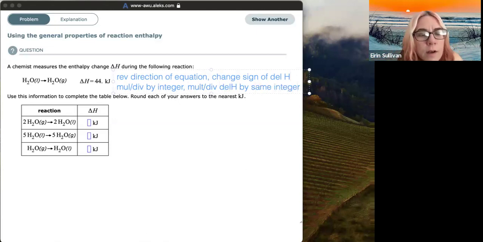Okay, so if we look at this first line here, 2H2O gas goes to 2H2O liquid, we can see the direction's been reversed, because here liquid water is the reactant and gaseous water is the product, and here gaseous water is the reactant and liquid water is the product. So we're going to have to times delta H by -1, okay, to reverse the sign.